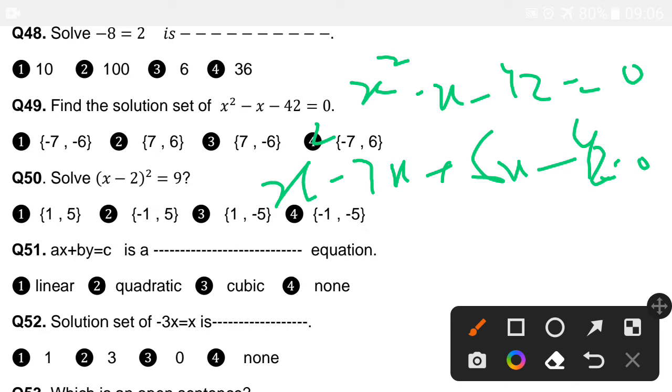And in this rule, we have to find out all the factors of the given constant term, that is 42, and after that we have to pick those factors whose sum gives us the middle term, minus x, and whose product gives us the last constant term, that is minus 42. So I write here minus 7x plus 6x instead of minus x.